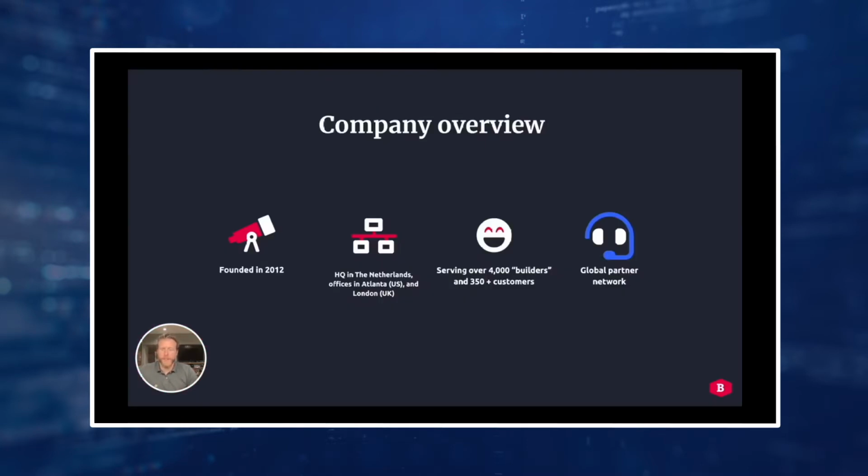We were founded in early 2012. Our global headquarters is based in Alkmaar, which is in the Netherlands, but we also have offices here in the U.S. in Atlanta, Georgia, as well as representation in the U.K. within London. We are very proud to serve over 4,000 builders. Those include both pro coders as well as no coders or citizen developers, as they're sometimes commonly called. And when you break down those 4,000 builders, we are currently working with just over 350 individual customer organizations.